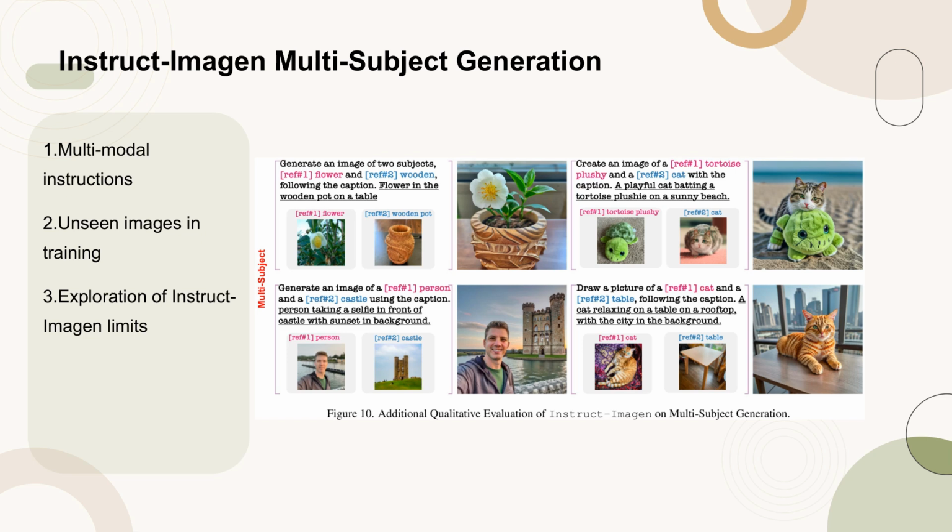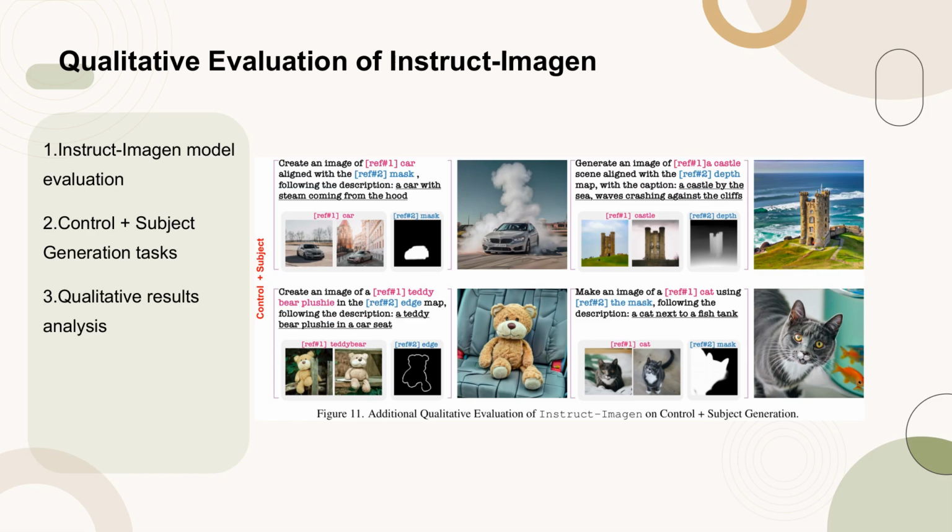Figure 11 presents an additional qualitative evaluation of the Instruct-Imagen model, focusing on its performance in control plus subject generation tasks. This evaluation aims to provide insights into the model's ability to generate images based on specified controls and subjects, showcasing its capabilities in handling complex visual generative tasks.